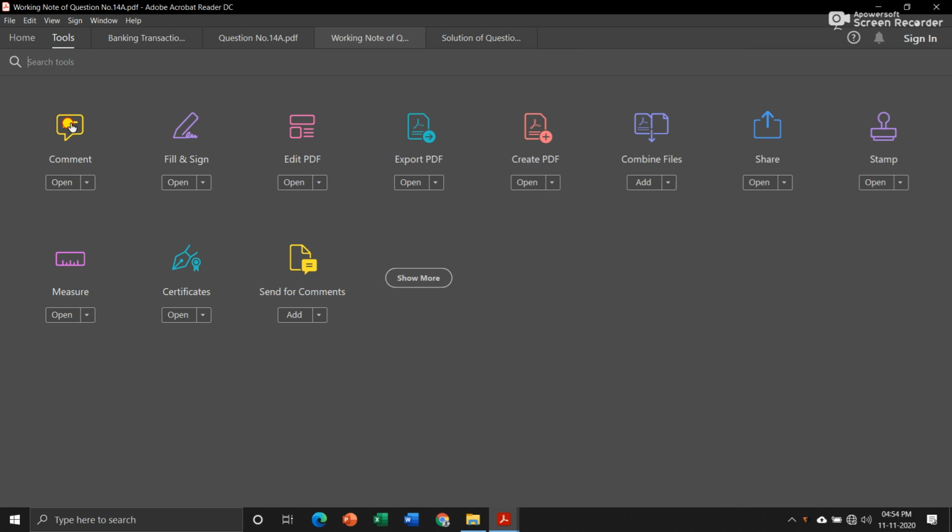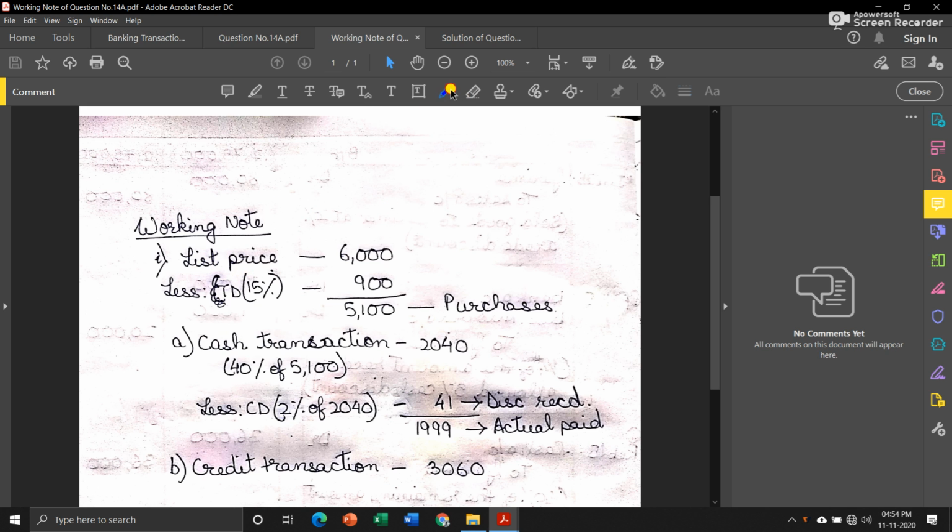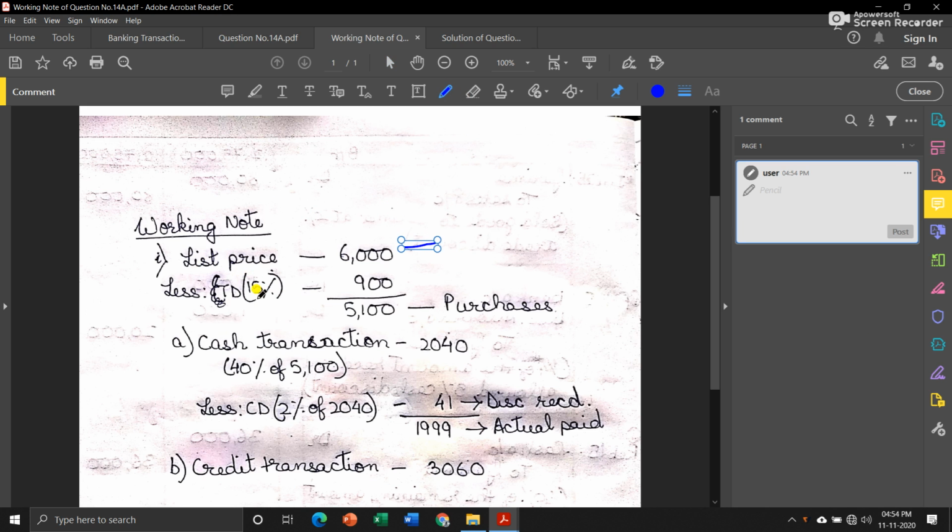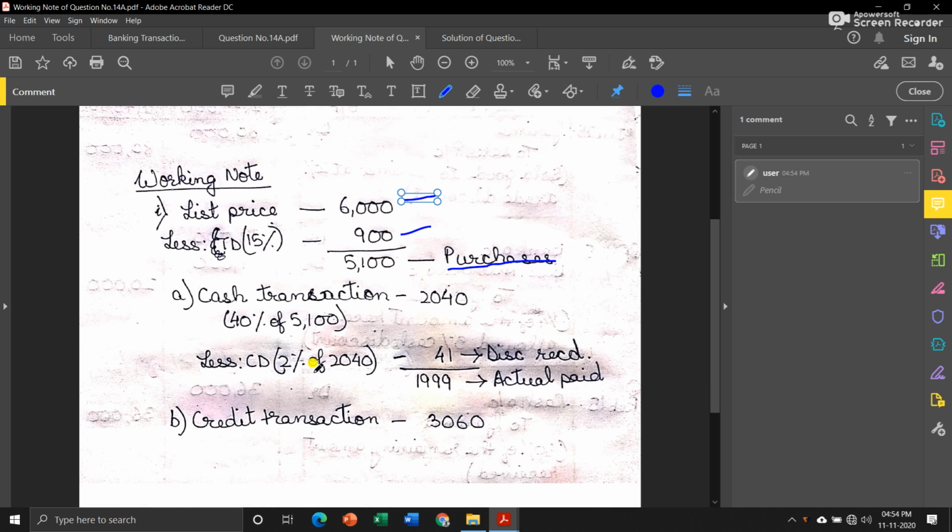List price was rupees 6,000. From there we will deduct trade discount of 15%, that is 900. Then 5,100 is our total purchase. Then we will divide that into 2 parts. The cash transaction was 40%, since 40% of the amount was paid immediately. So 40% of 5,100 is 2,040. On that 2,040 we have to give cash discount of 2%.